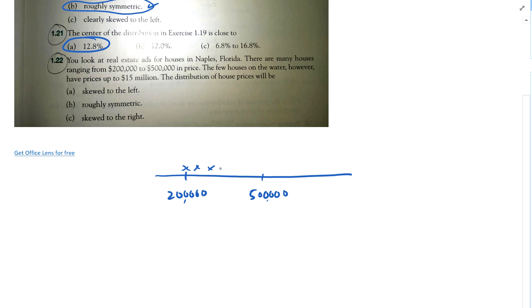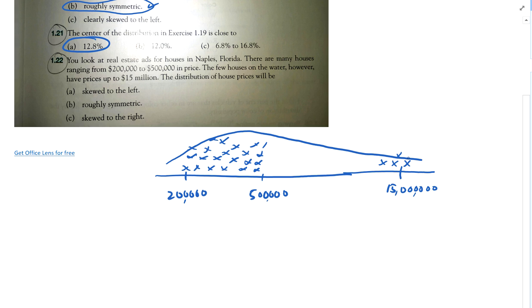There's a whole bunch of houses in this range, right? But because of the water, there's a few houses that are way up here at 15 million. So there's going to be a few houses somewhere up around here. So what is that distribution going to look like? Will there be some in between? There may or may not be, but it's going to look like this and then come way down here if I were to try to draw a smooth curve that will estimate what that data looks like.